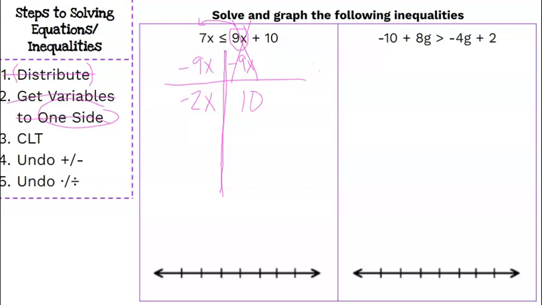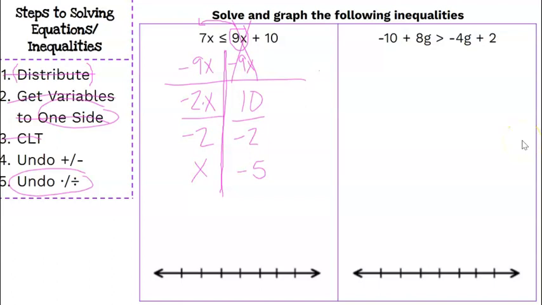Combine like terms. I'm looking. I don't see any like terms that I can put together because I just have the x's on one side, the number on the other. So really all I have left to do is undo multiplication and division. We have times here. We undo that with divide by negative 2, divide by negative 2. That leaves us with x and negative 5.